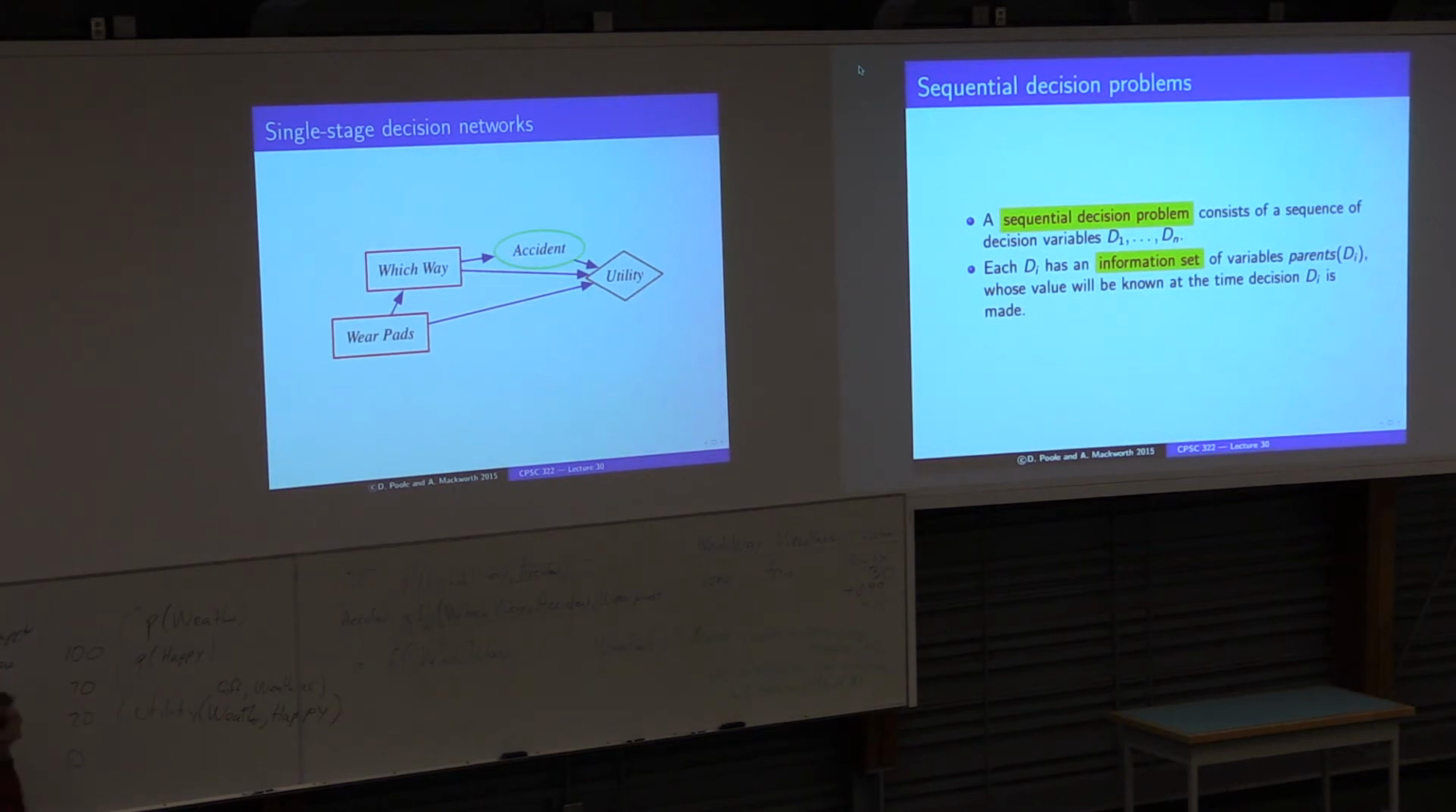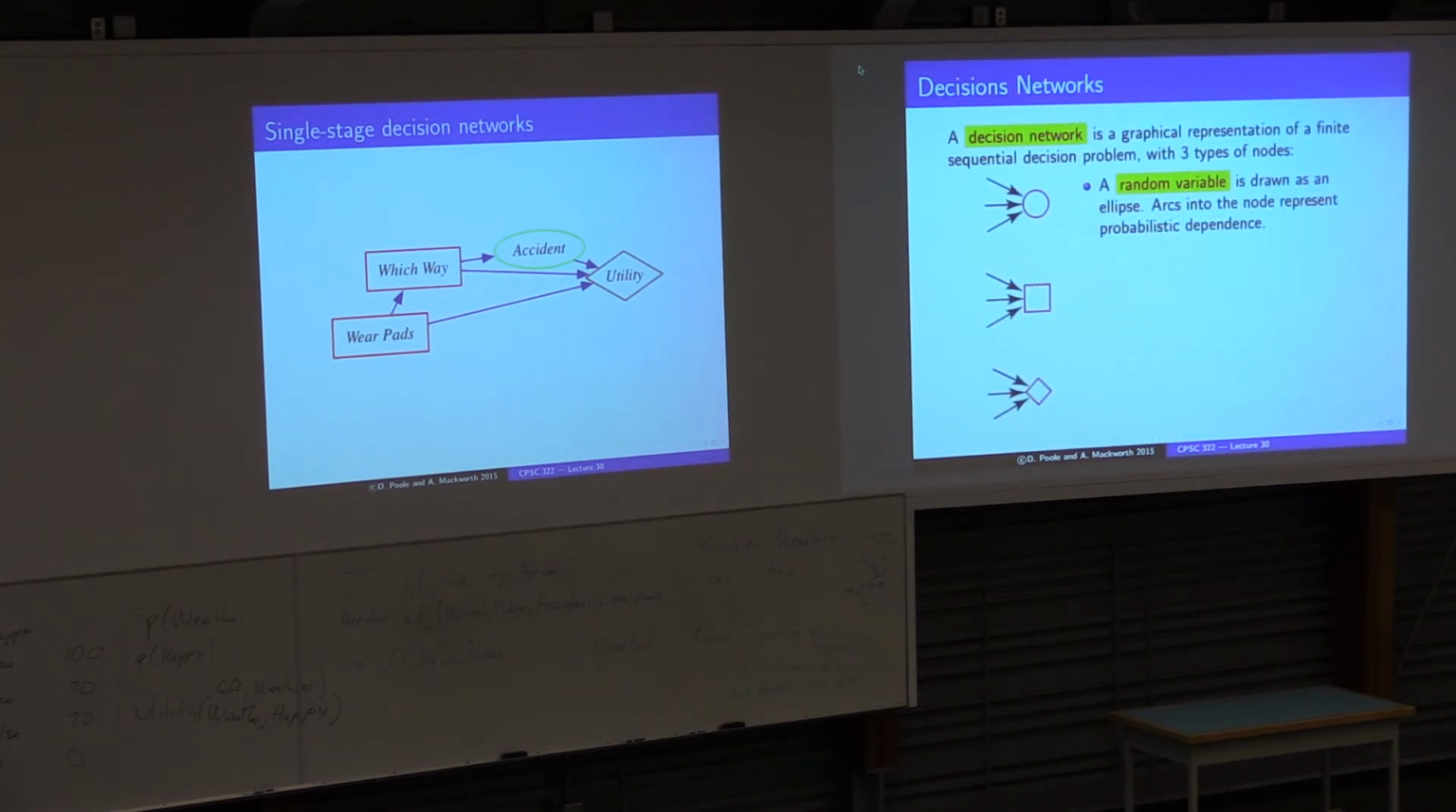And so this so-called sequential decision problem is going to have a sequence of decision variables. We're going to make a sequence of actions, and each action is going to have an information set. Before we had parents. Now each of these decisions has the information that will be known at the time the decision's made. So we're going to model not only how random variables depend on the previous ones, but what information is available for our decisions in the future.